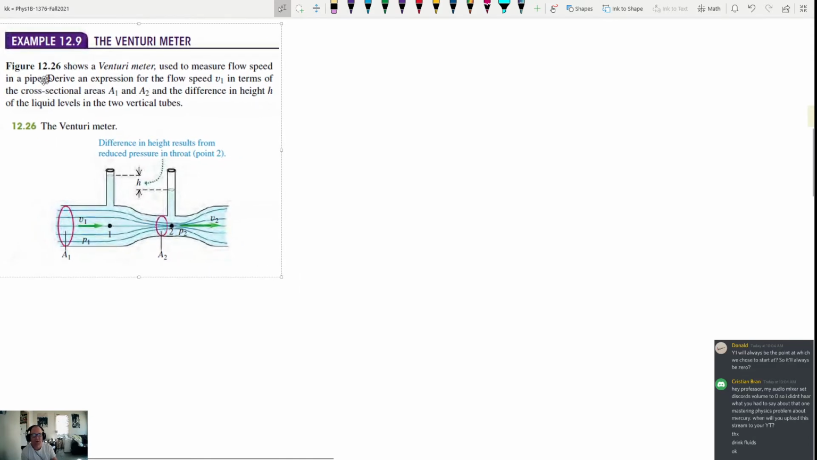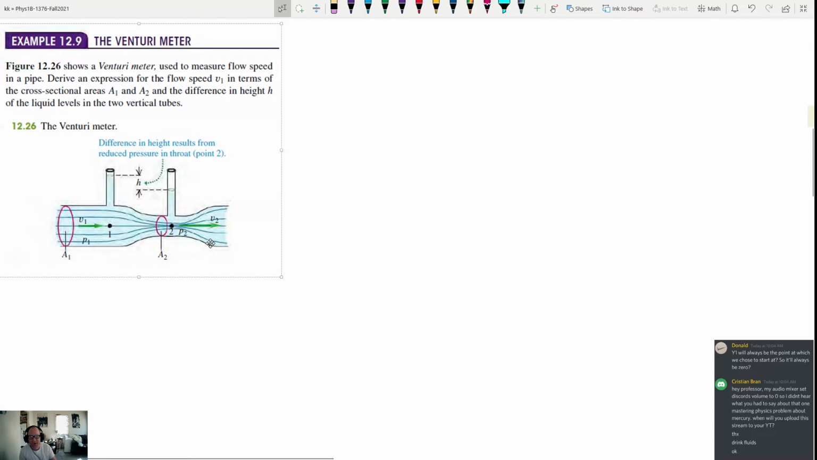Okay, so another problem. The Venturi meter. It's used to measure flow speed in a pipe. We want to derive an expression for the flow speed V1, in terms of the cross-sectional areas A1 and A2, and the difference in height, H, which they're labeling up here as H, the height between the liquid levels in the 2 vertical tubes. We have a tube like this that I could show you when we're on campus.